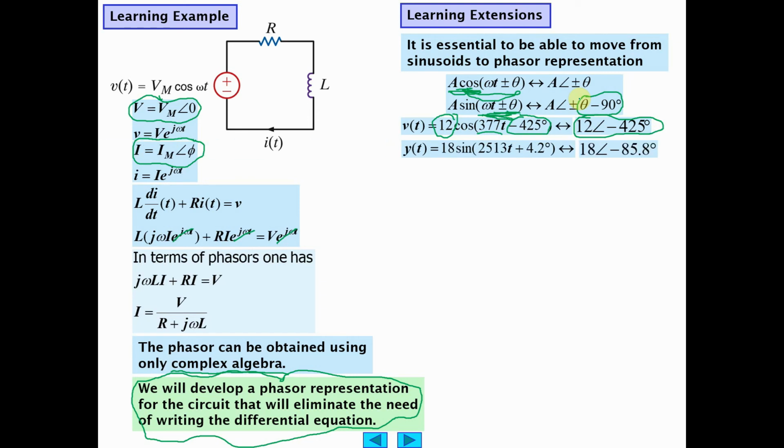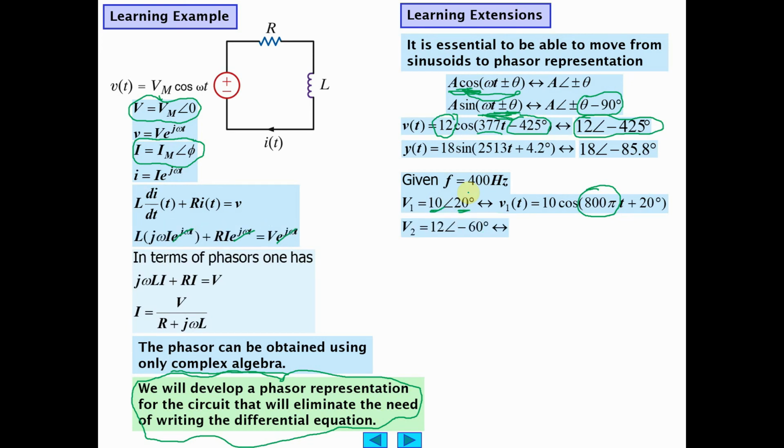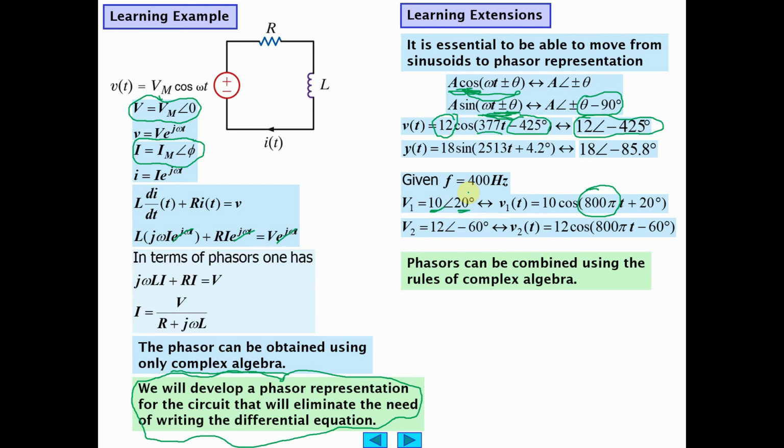And a couple other examples. f equals 400 hertz. I frankly don't care. Omega would be 800 pi. But we can start working problems using these two numbers. And similarly, we can just keep going with this idea.